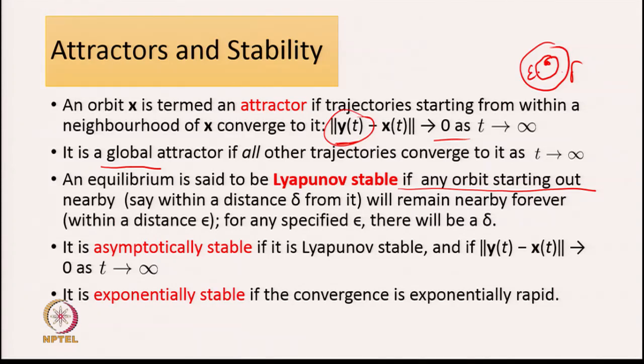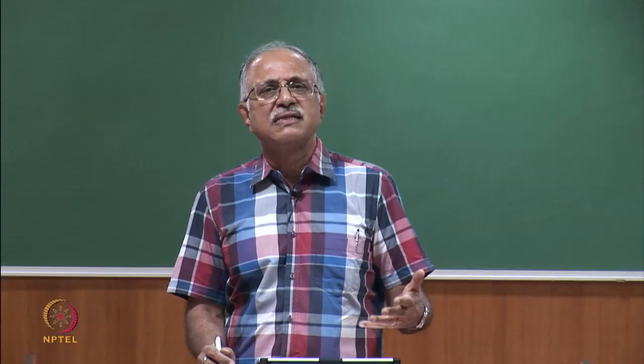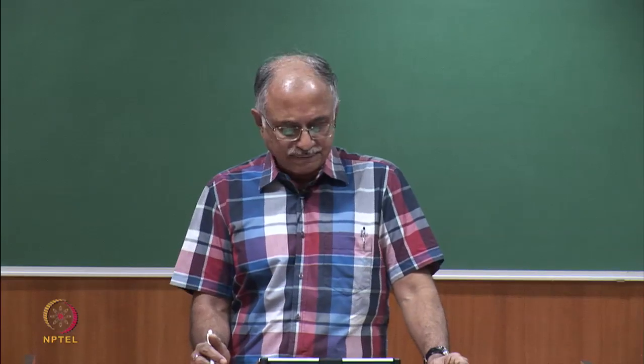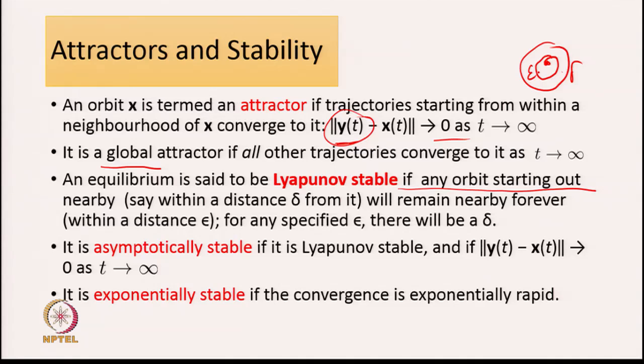So, it is not as if all the orbits will go to the point x as in the case of an attractor, but it is also stable in the sense that it will always be close by. In case it does go to 0, then it is termed asymptotically stable, and if the rate of convergence is exponentially rapid, it is termed exponentially stable.